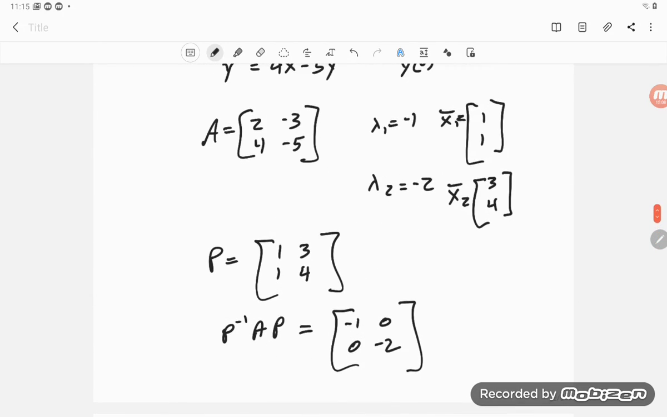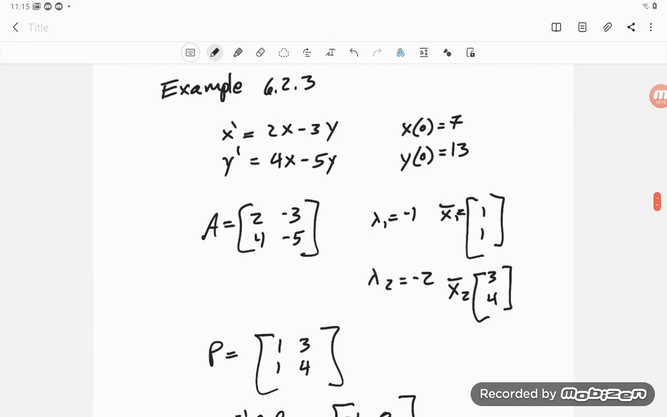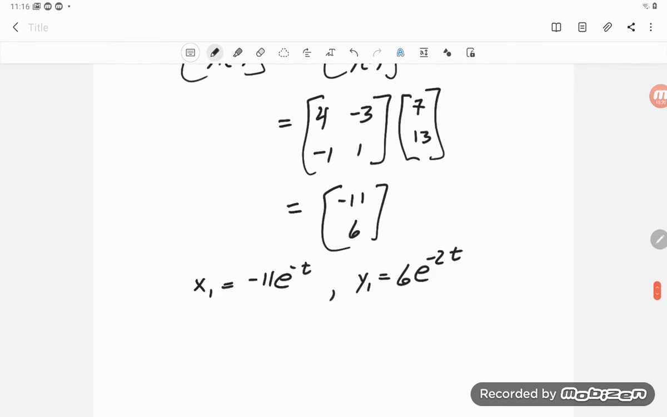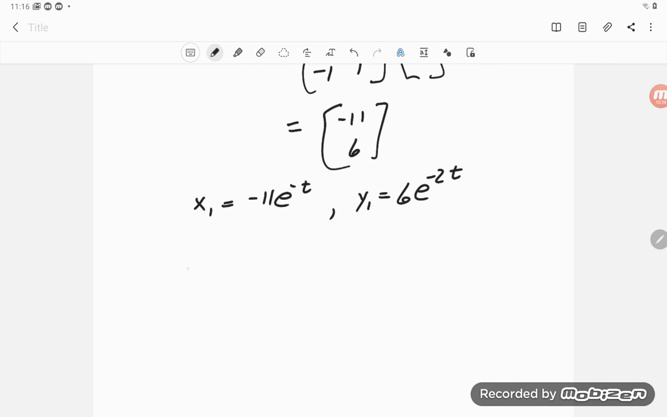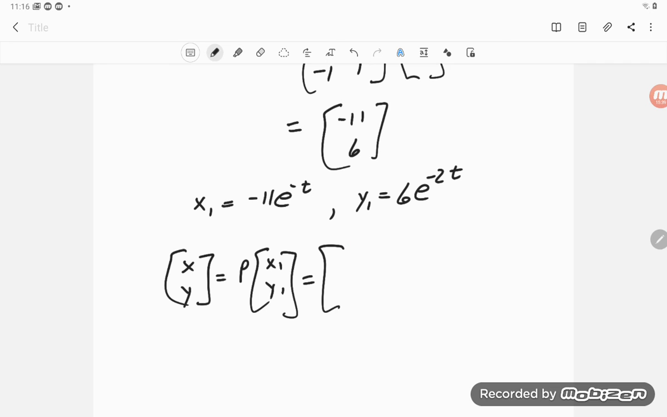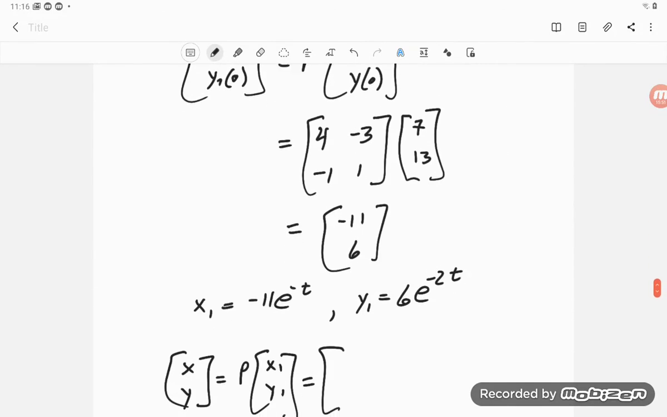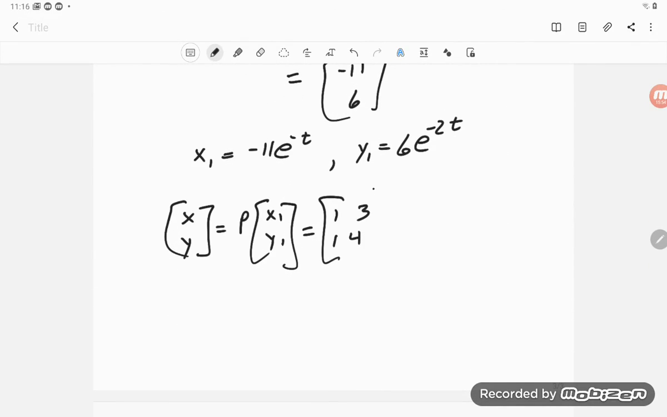And then I need to, where'd it go? Ah, right there. Okay, so there are my solutions, but I need to multiply by p, and so I have that x, y is equal to p x1, y1, and so p was, what the heck was p? My memory just can't handle it. 1, 1, 3, 4, okay, and this is times negative 11 e to the negative t and 6 e to the negative 2t.